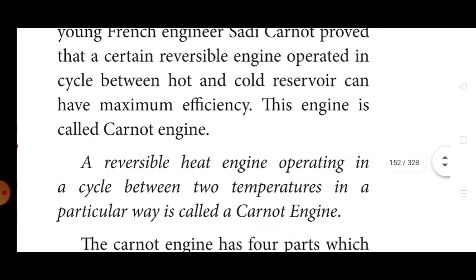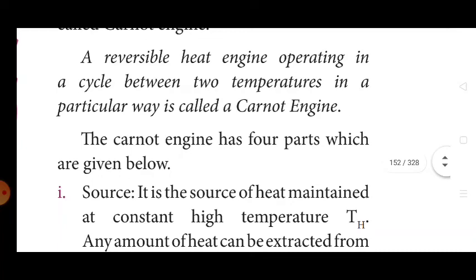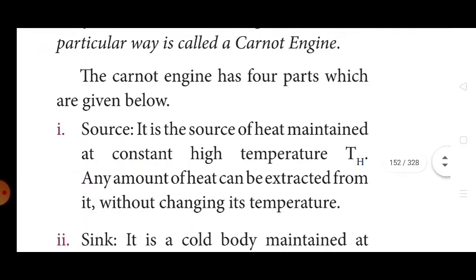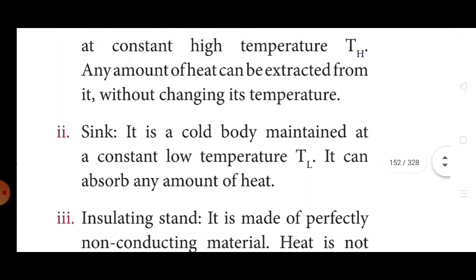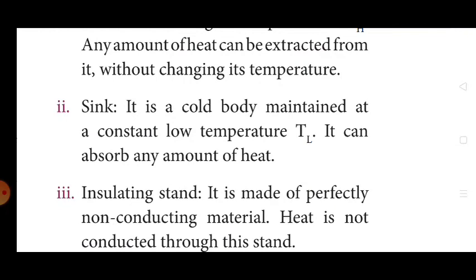A reversible heat engine operating in a cycle between two temperatures in a particular way is called a Carnot engine. The Carnot engine has four parts, which are given below. 1. Source. It is the source of heat maintained at constant high temperature TH. Any amount of heat can be extracted from it without changing its temperature. 2. Sink. It is a cold body maintained at a constant low temperature TL. It can absorb any amount of heat.